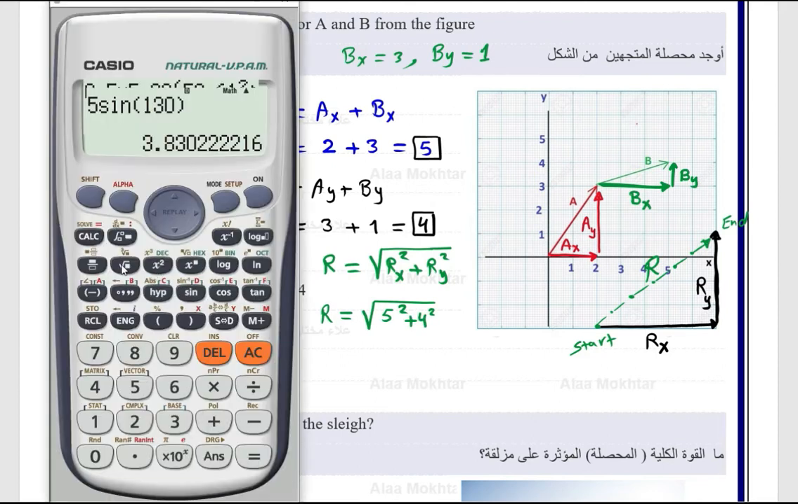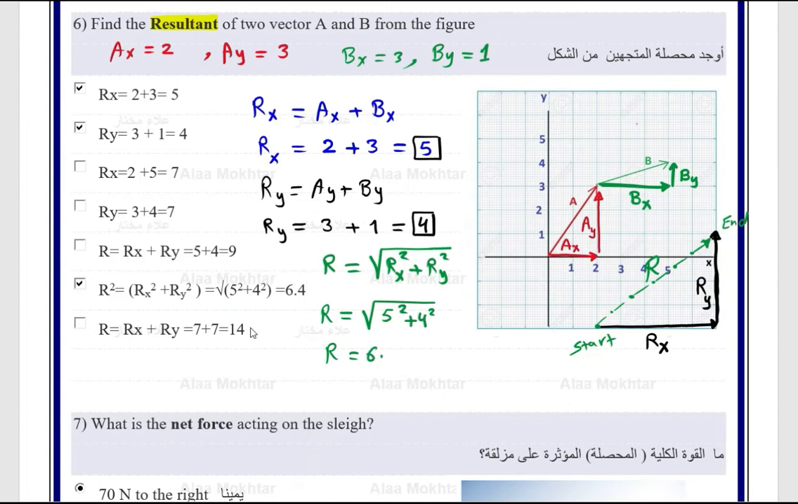Using the calculator, square root of 5 squared plus 4 squared, the answer is 6.4. R equals 6.4. This is the result. How many steps do we use in this question? The first step, we calculate Rx. The second step, calculate Ry. The third step, we calculate the resultant, equal to the square root of Rx squared plus Ry squared.